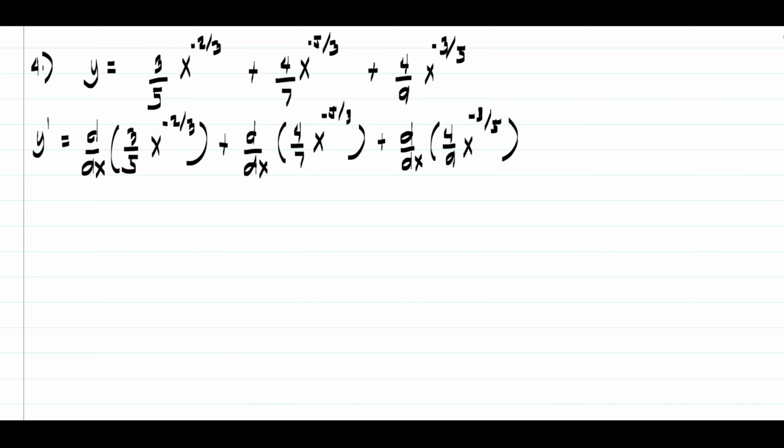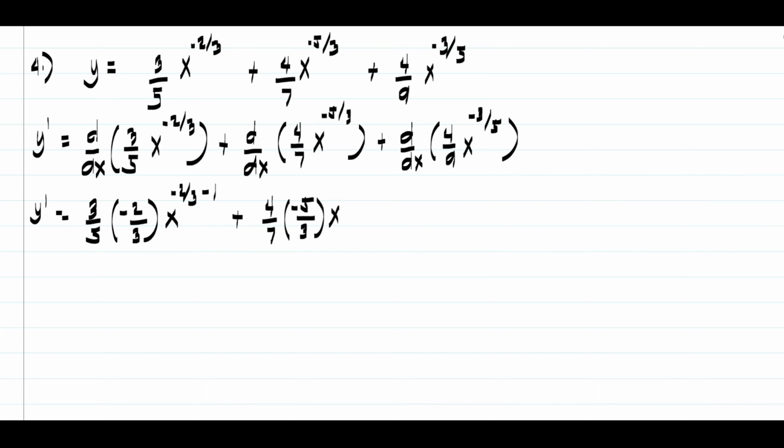So let us simplify. We have y prime. So let us multiply 3 over 5 and negative 2 over 3. So let us start having 3 over 5 multiplied by negative 2 over 3 x raised to negative 2 over 3 minus 1 plus 4 over 7 times negative 5 over 3 x raised to negative 5 over 3 minus 1 plus 4 over 9 times negative 3 over 5 x raised to negative 3 over 5 minus 1.